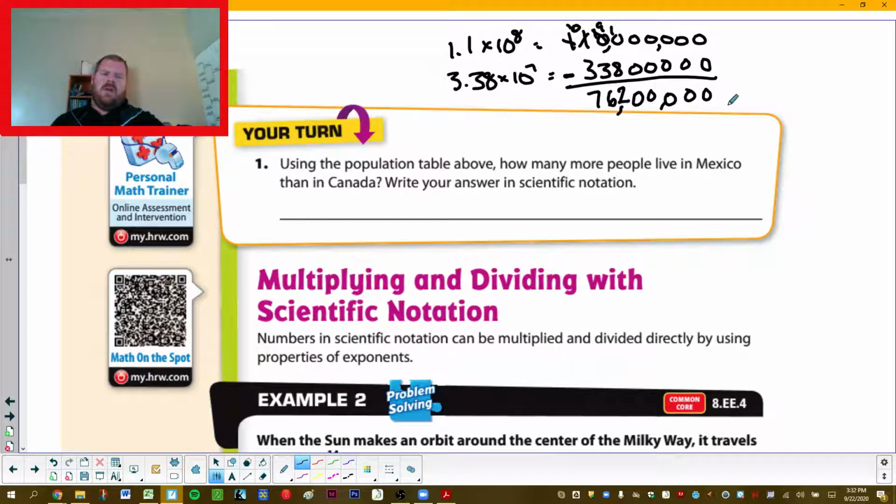Getting my digits all in line here, the standard notation answer is 76,200,000. Now I want to turn that into scientific notation. I move my decimal back 7 times, so the answer is 7.6 times 10 to the 7th.